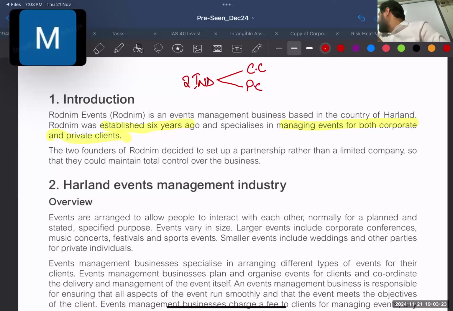So we'll be looking into, sir, is there any sector of this? This information is specifically about Rodnim. It's just an introduction. However, the industry information starts from here.